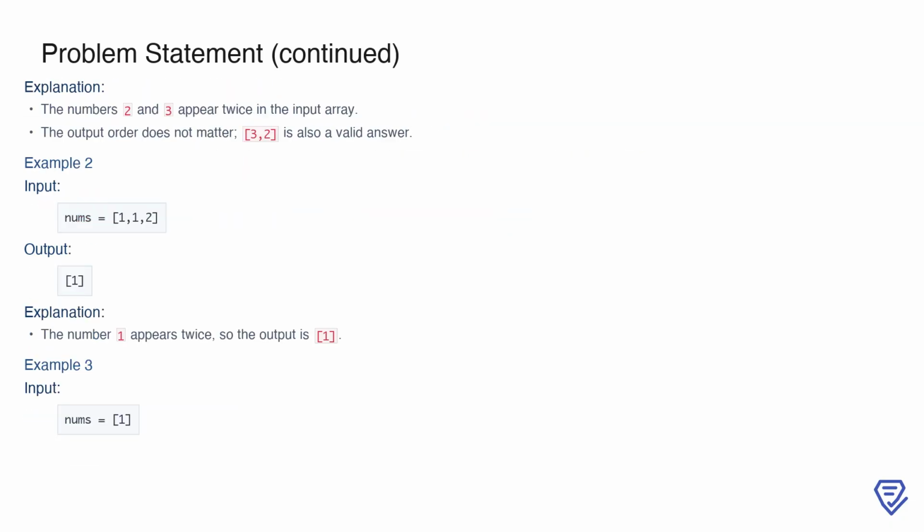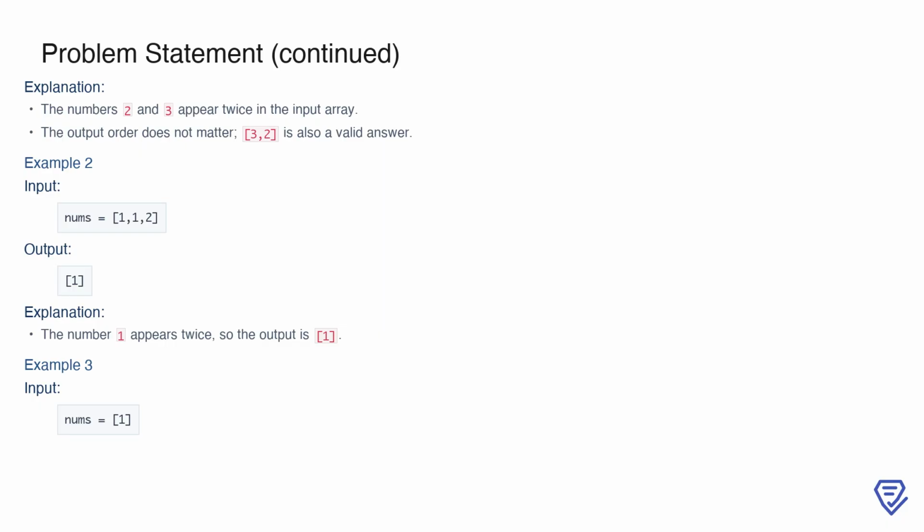Here's a closer look at the first example. In the array 4, 3, 2, 7, 8, 2, 3, 1, the numbers 2 and 3 each occur twice, which is why they are included in the output. It's important to note that the order of the output does not matter. 3 and 2 would also be a valid answer.